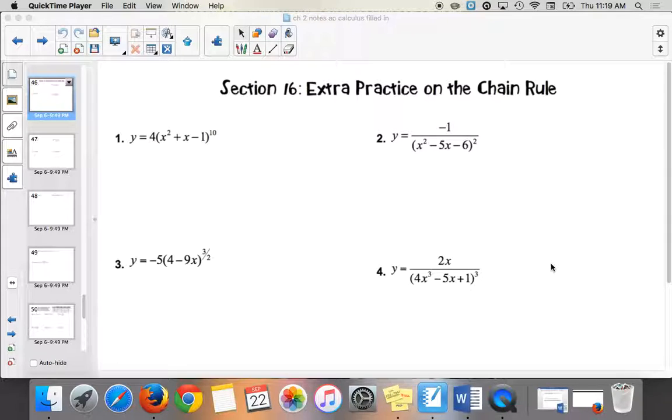This is extra practice on the chain rule. So like I said, I'll just go through this pretty quickly. I think you guys are getting the handle of the chain rule now, but yeah, they can be a little bit tricky.